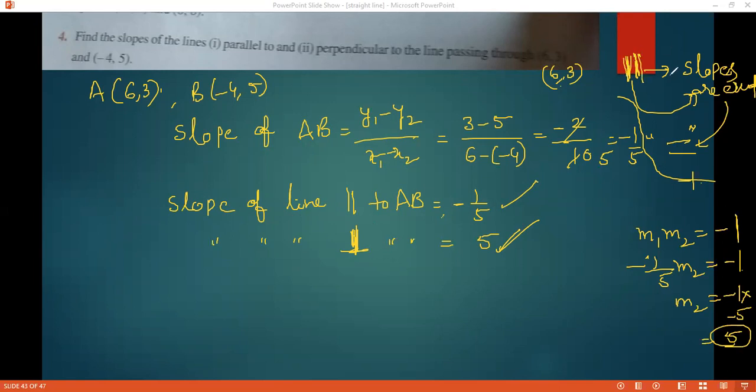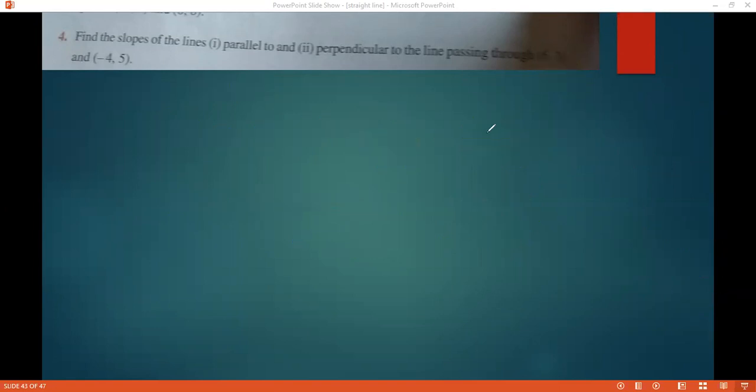Parallel means if you rotate it clockwise, it becomes equal to sign. And when you observe that minus 1, this is perpendicular. So the product of slopes is minus 1. Got it? Let us move to our next question.